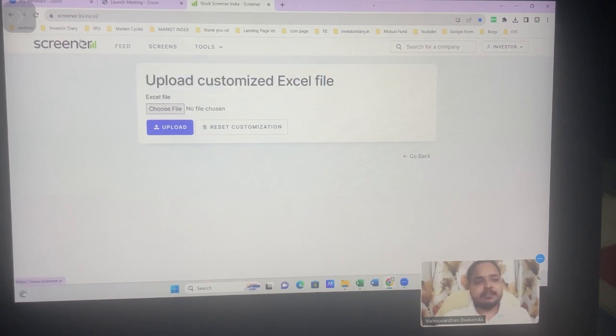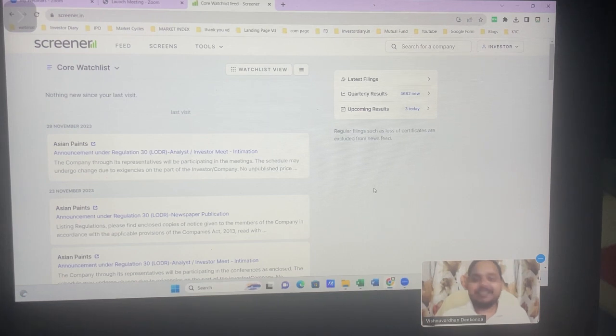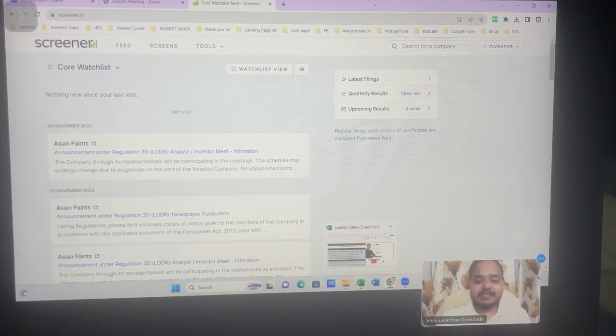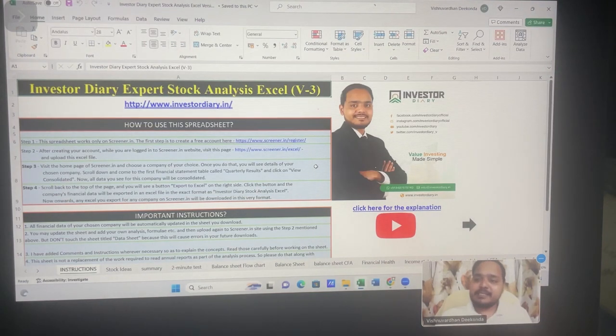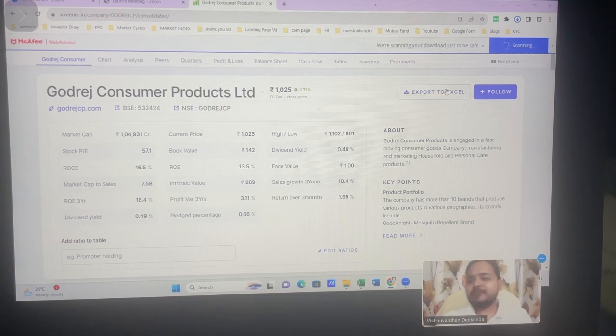That's it. I know most of you might already be using our Excel sheet. That would be the basic thing to cover, so that's why I started with that. Now, before you actually go and export to Excel, here itself you can see a few things.